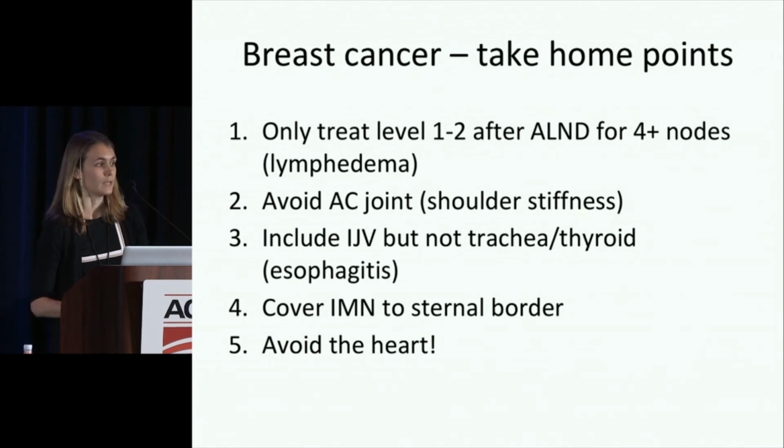Again, for the supraclav volume, we definitely include the internal jugular vein, but whether or not you go all the way over to include the carotid, you definitely want to avoid the trachea and the thyroid. Hypothyroidism is actually pretty rare because we're only treating one side; there's no reason to cause it. And then the esophagitis risk appears to be real, and we don't know if treating enough to cause esophagitis is worth the toxicity.